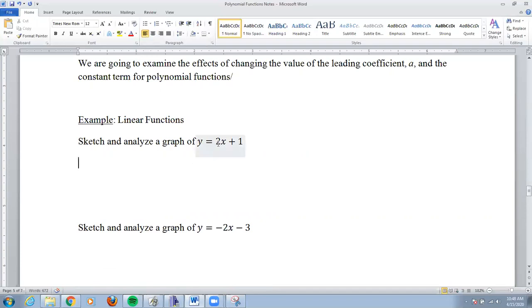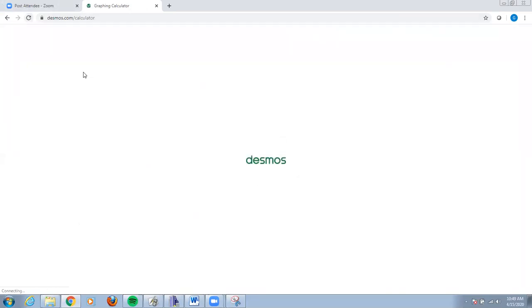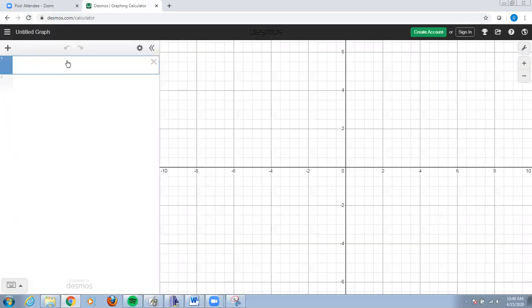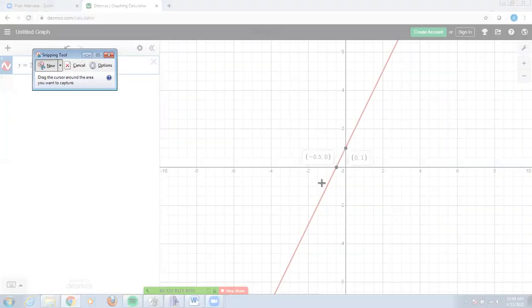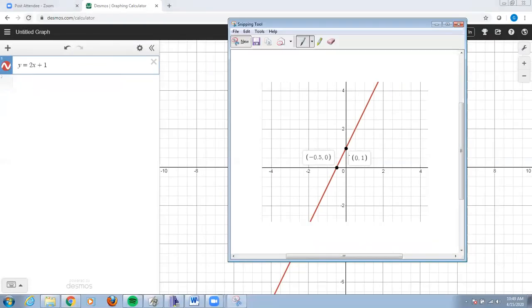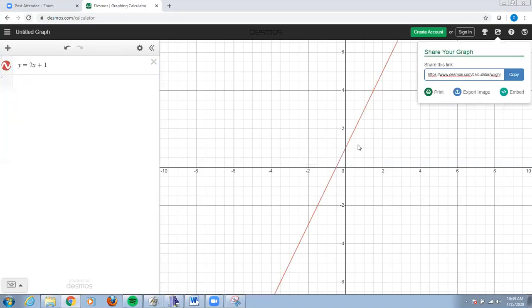Okay, so we'll do y equals 2x plus 1. We would go to Desmos. I'm going to reset it. And you would type in y equals 2x plus 1. We're going to click on some important points here, the x-intercept and the y-intercept. Remember, if you click on the important points and you have your snip tool open, you can snip the graph and it keeps the important points, versus if you try to export the graph, the points go away. So always use your snipping tool.